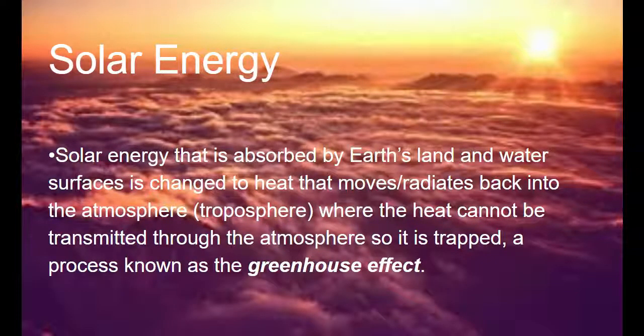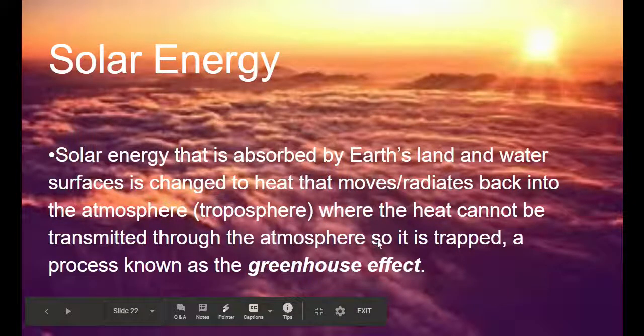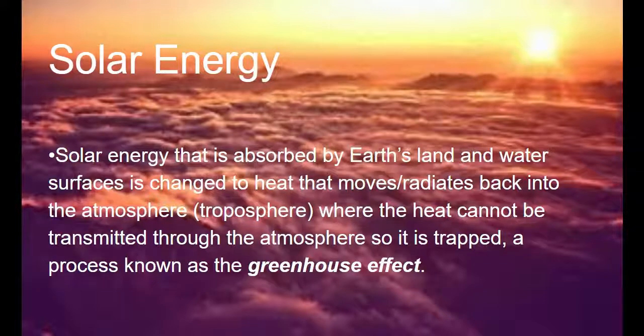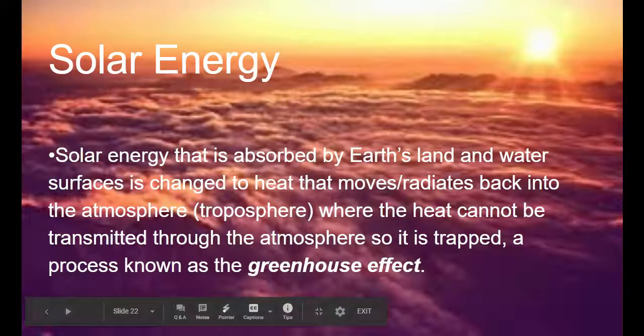Solar energy that is absorbed by the Earth's land and water surfaces is changed to heat that radiates back into the atmosphere, the troposphere, where the heat cannot be transmitted through the atmosphere, so it is trapped, a process known as the greenhouse effect, right? And this is where that convection starts happening in the atmosphere. Think about what we talked about with convection, right? That's circulating of masses of gases and liquids. This is where that's happening in our atmosphere.